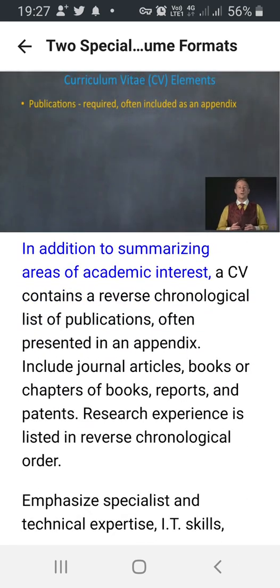In addition to summarizing areas of academic interest, a CV contains a reverse chronological list of publications, often presented in an appendix. Include journal articles, books or chapters of books, reports, and patents.